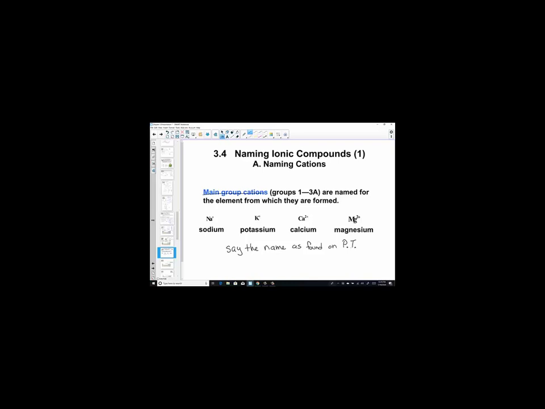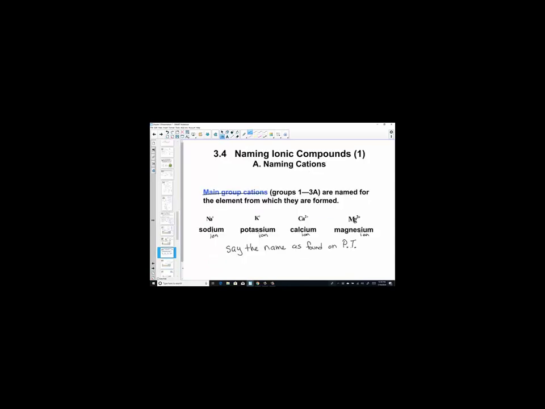And if I write PT, you'll know I mean periodic table. So for main group cations, the sodium ion, Na+, we're just saying the name of the element and we put on the word ion to let you know it's charged. K+ is named potassium ion. Ca2+, calcium ion. Mg2+, magnesium ion. Say the names of each ion and then we'll give the symbols.